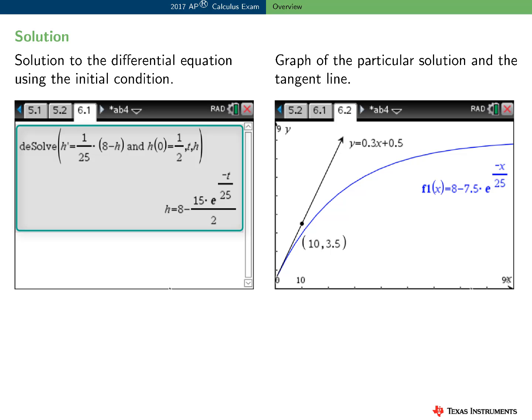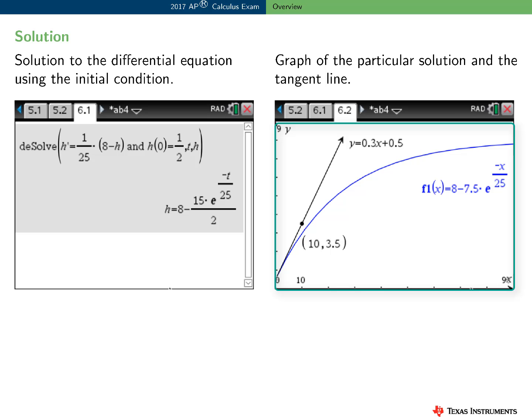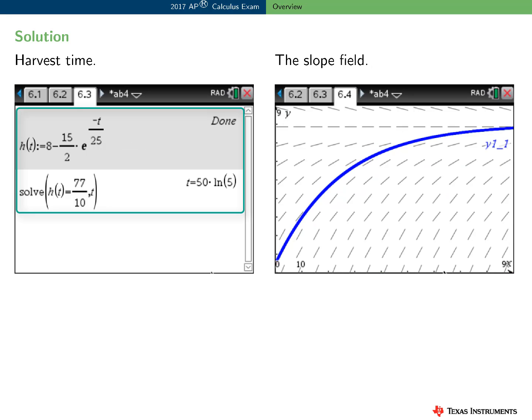Here's the symbolic solution to the initial value problem. And here's a graph of the solution curve and the tangent line to the graph of h at t equals 0. One can visualize the concavity and that the tangent line approximation is an overestimate. And here's a solution to the equation h of t equals 7.7. I also constructed the slope field and a graph of h. I think this is a nice geometric confirmation of the analytical solution.